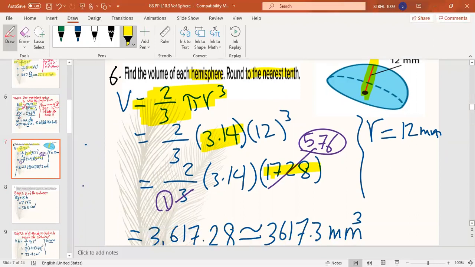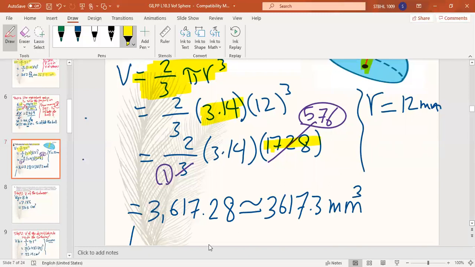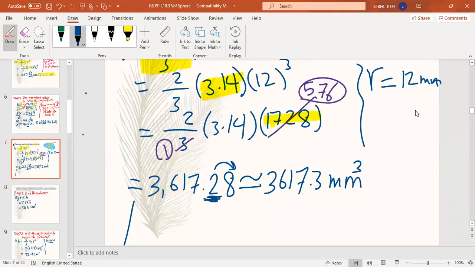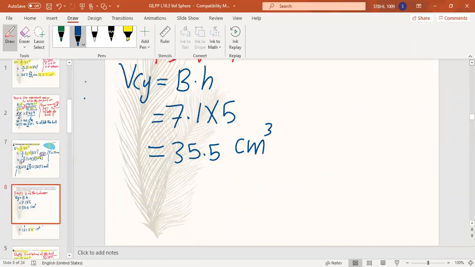So the volume of this hemisphere is 3,617.28, and we need to round to nearest tenth. So I look to the digit to the right, it's 8. It is more than 5. So I'll add 1 to the 2, it will be 3. So volume of hemisphere is approximately equal to 3,617.3 cubic millimeter.